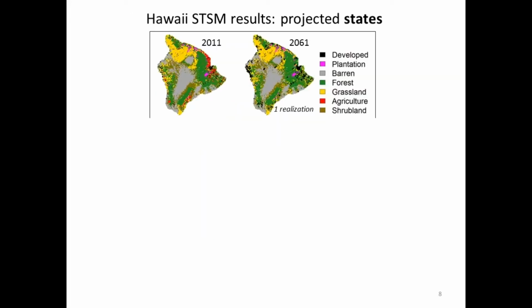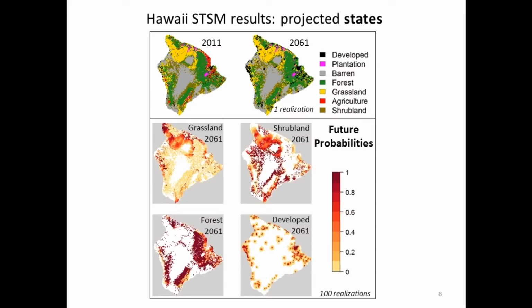For projecting states, or displaying states now, this is always an even bigger challenge we find to visualize. And so here what we've done is we've shown one Monte Carlo of what the projection might be for the future state of the Big Island. So it's just one Monte Carlo, but that doesn't convey any of the uncertainty, right? So again, the approach we used here to try and characterize and display that uncertainty is to show a map for each one of our possible future states.